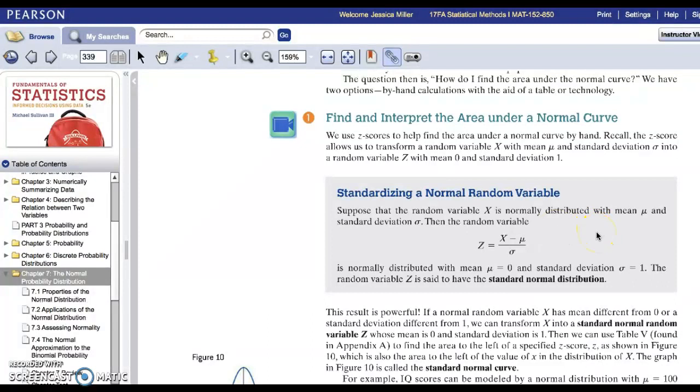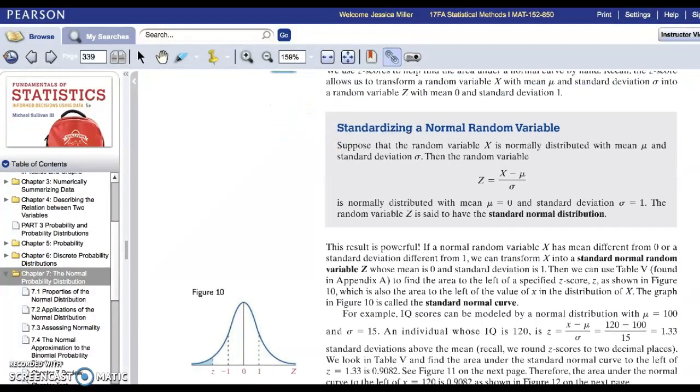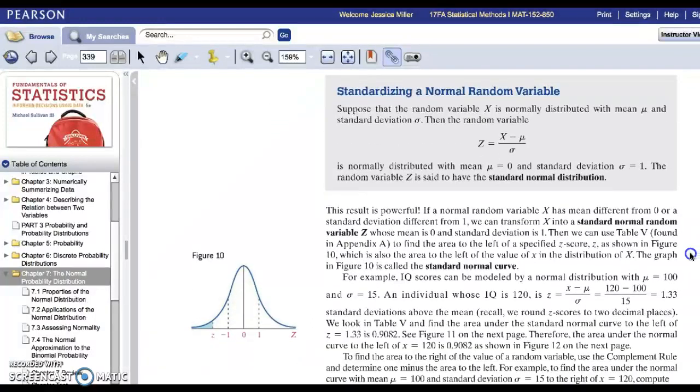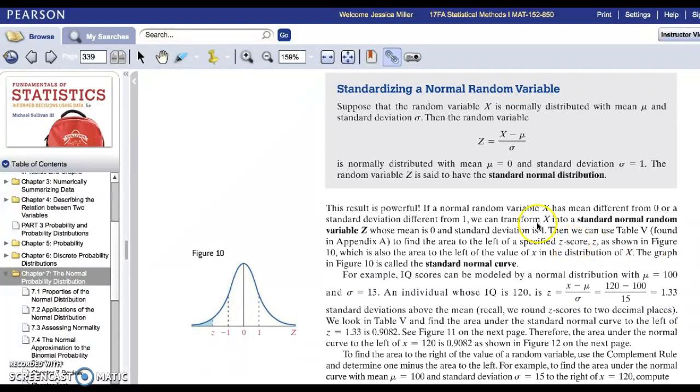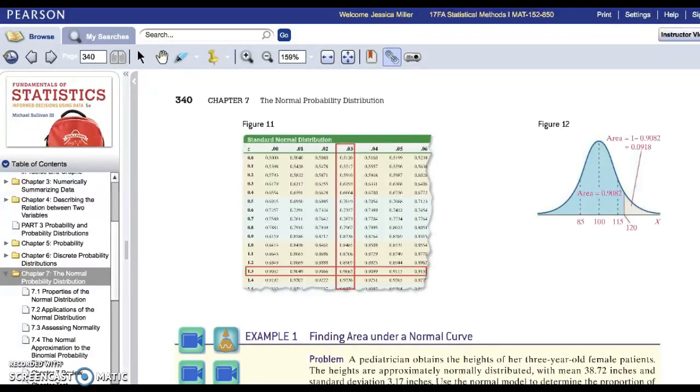If you're going to use StatCrunch, finding a z-score first is not a requirement, but it can often be helpful if we want to do an interpretation or kind of justify our answer. So you would want to read through this introductory part. They give you an example of calculating a z-score, and then let's go ahead and just jump into a first example.